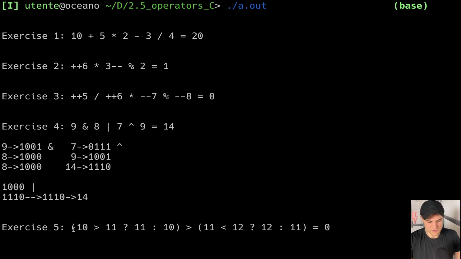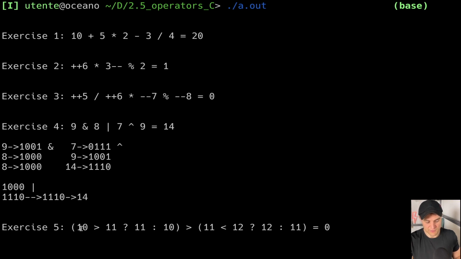Ternary operators are super easy to understand. Look here, I have a question basically. Read ternary operations like that. Is 10 greater than 11? Yes or no? In this case, no, it is false. So if the response was yes, this would have resolved to 11. On the contrary, it resolves to 10 because this is false.